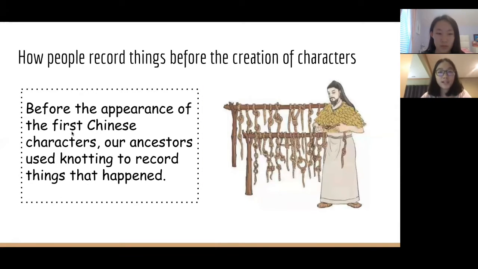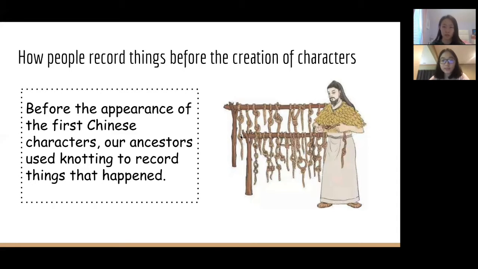Before I introduce the six evolutions of the Chinese character, I will show you how people recorded things before the creation of characters. Before the appearance of the first Chinese characters, our ancestors used knots to record things that happened. As you can see in the picture on the right-hand side, there are some big knots and some small knots, and the distance between each knot is different too, so each one has a different meaning. Maybe some represent the date and some represent a number.